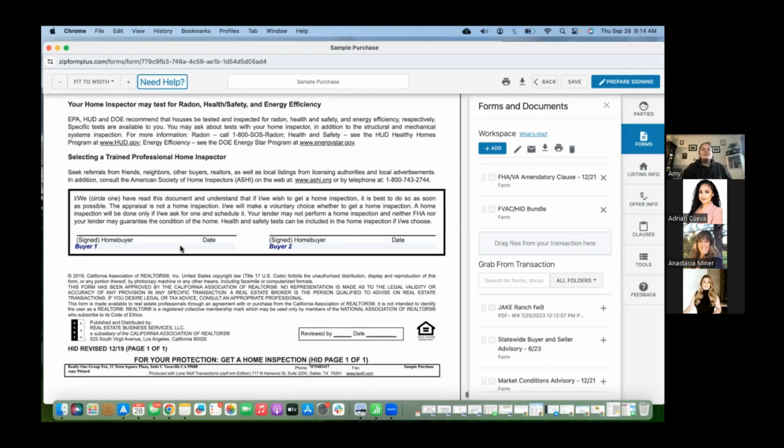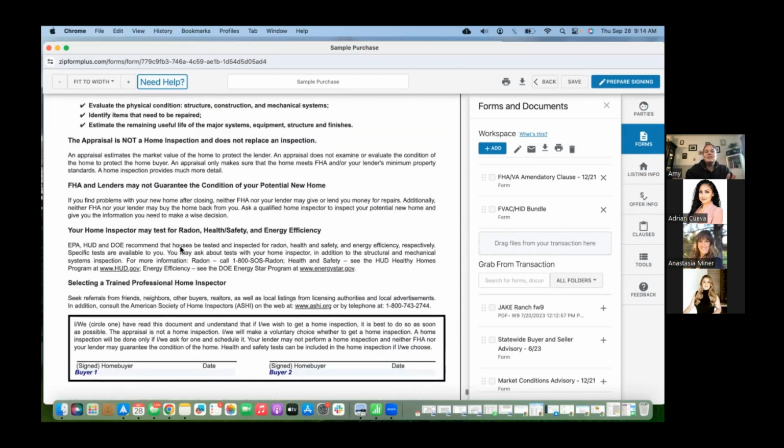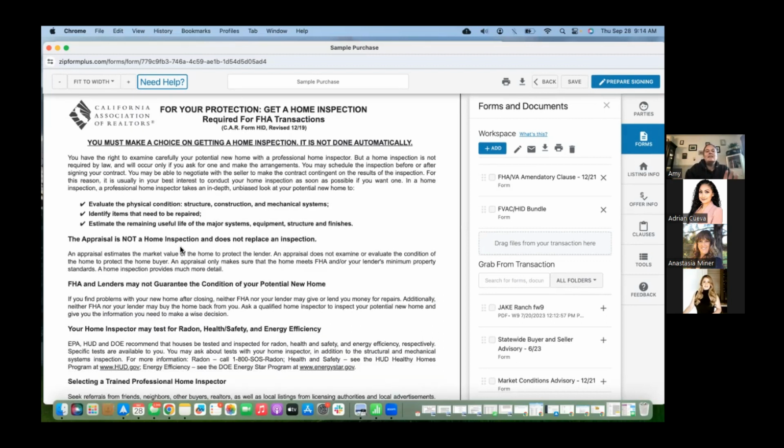You used to have to, the buyer had to select, yes, we're having a home inspection, or no, I choose not to have a home inspection. On this form, they no longer have to do that. They just sign it. Okay, so no decision has to happen here. Any questions on this HID form?